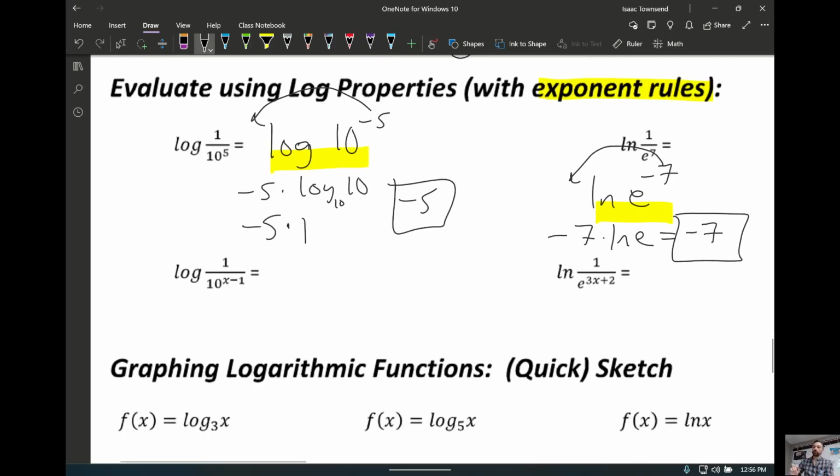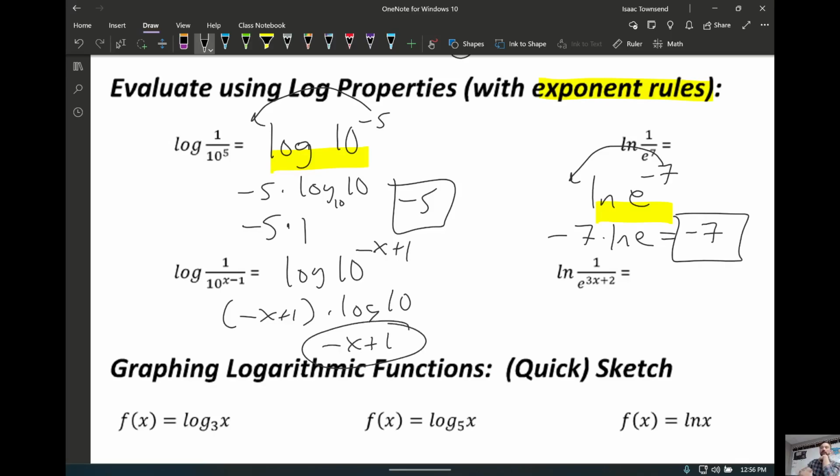Now, if you have more than one term and you bring it up, make sure you make all the terms negative. It's not just the x that would become negative, it's also the negative 1 that becomes negative. But then you can bring that down because it's an exponent on something I'm taking the log of. The log of 10 is still 1. And so that would be your answer.